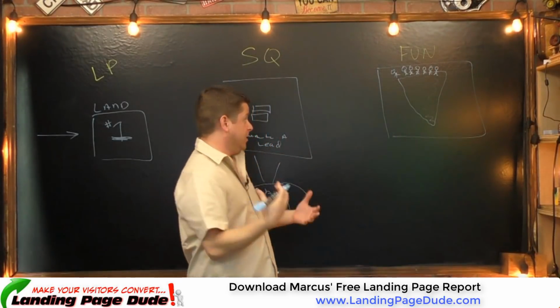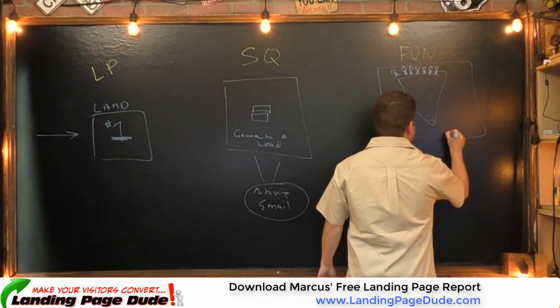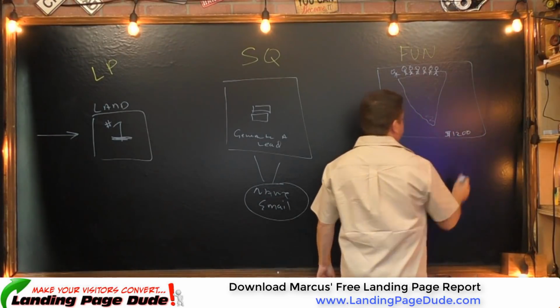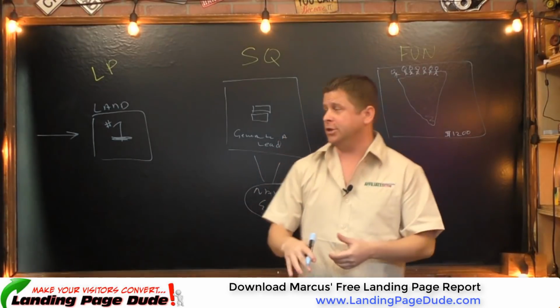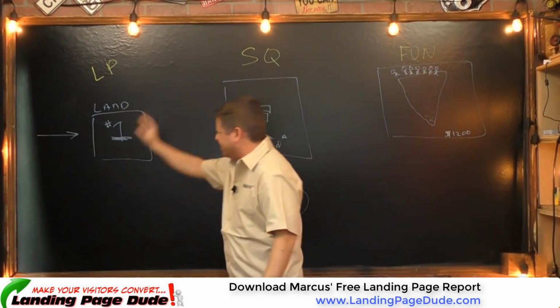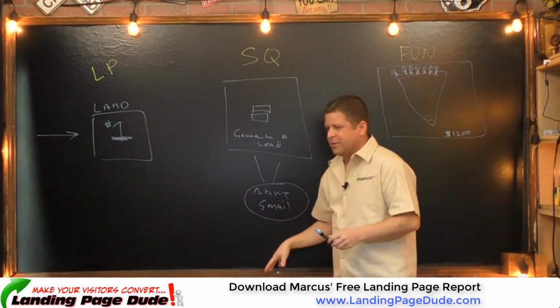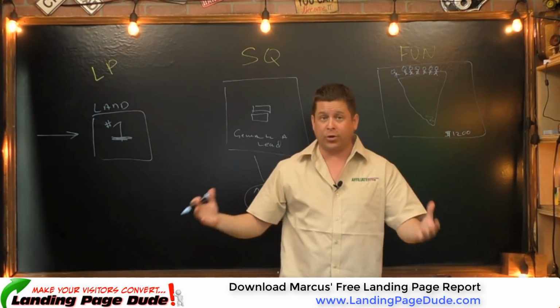So let's say that your end goal is, hey, I want to sell this thing that's like $1,200 or whatever, okay? That's your end goal. So what you would do in your funnel is you'd have stages, okay? So it'd be like stages. Like here, you could just have a landing page. Here, you could just have a squeeze page. But your funnel is like the whole process, okay?